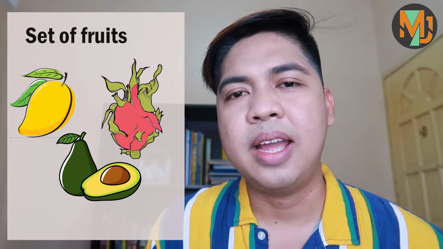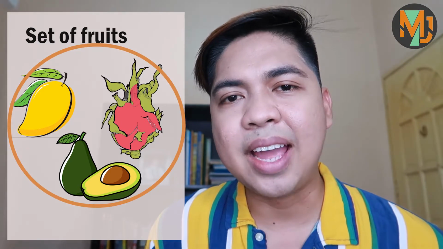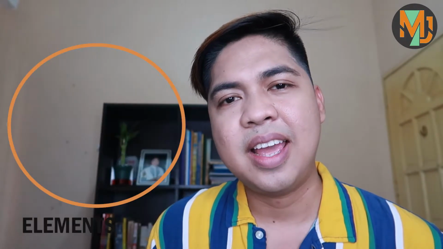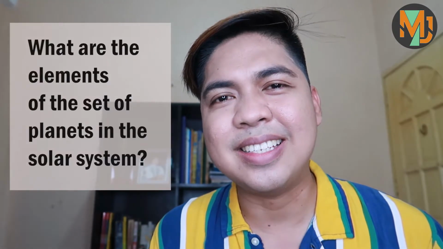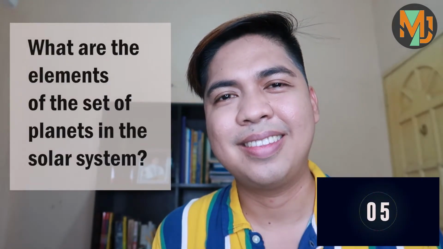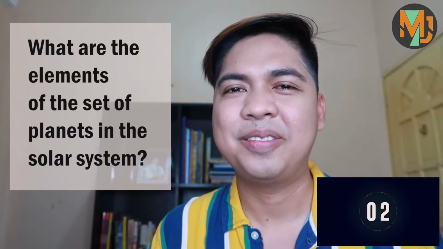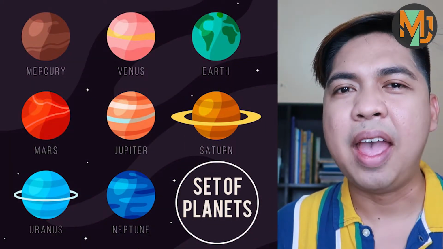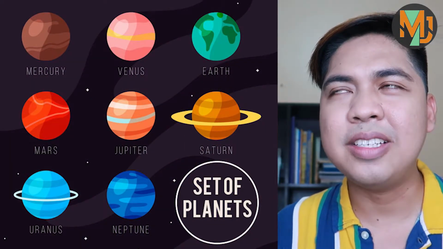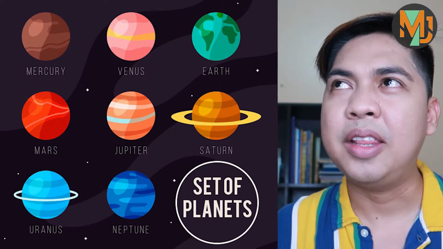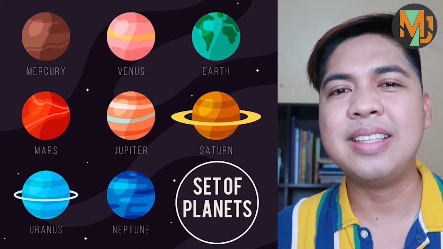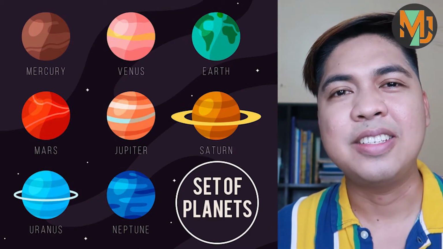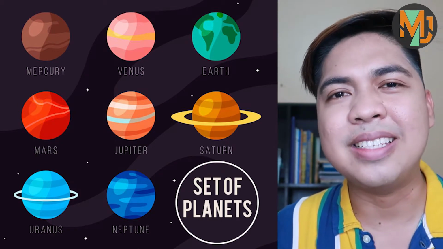So in our previous example, in the set of fruits, the mango, dragon fruit, and avocado are the elements of the said set. And how about if I ask you the elements of the set of planets in the solar system? In this case, the elements are Mercury, Venus, Earth, Mars, Jupiter, Neptune, Uranus, and Saturn. So those are the elements of the set of planets in the solar system.